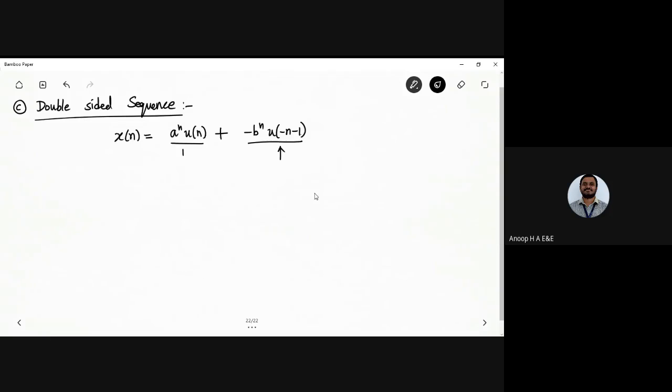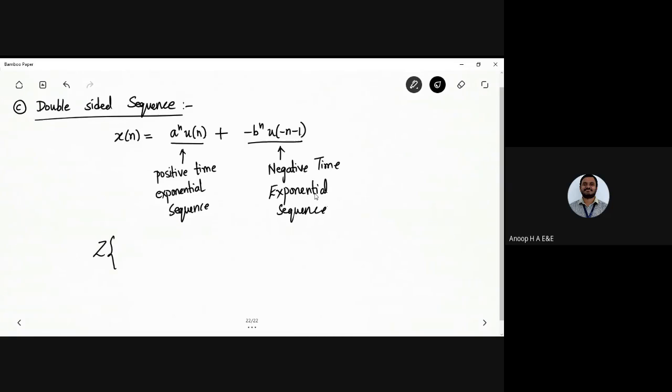So I have two signals. This one is the positive time exponential sequence. Then it is negative time, and I have the negative time exponential sequence.